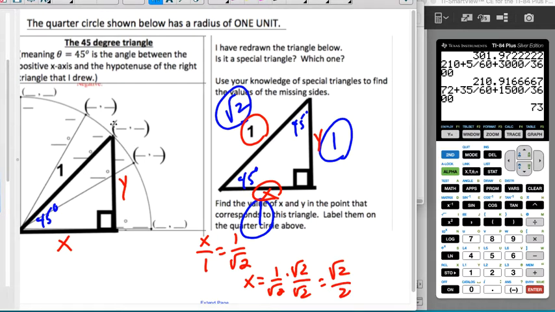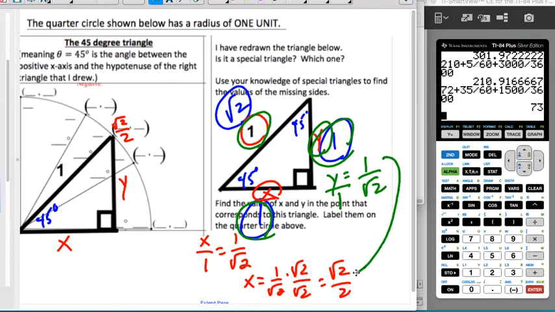Now you could do the physical work to find the y value, or you could recognize that the ratio is the same, 1 to 1. So once you know that x is root 2 over 2, y is also root 2 over 2, because y over 1 should be equal to 1 over root 2, and then you get the same answer. So I just found the second set of points on the unit circle to be root 2 over 2 comma root 2 over 2, and we'll move forward and talk about y in a sec.